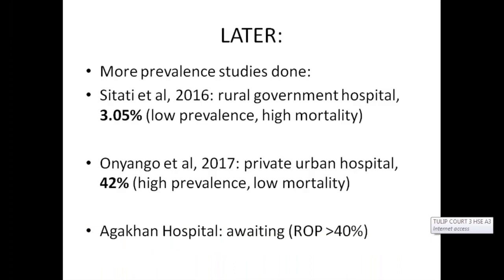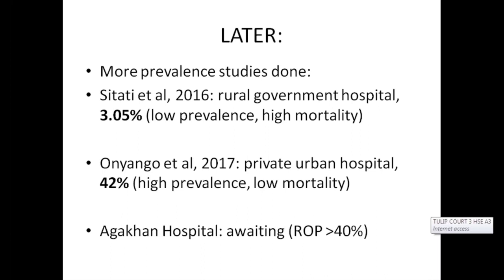So later on, over the past 5 years, as we as ophthalmologists started to take a keener interest in RoP, we had more studies done. The first one I'm going to talk about, this is my study completed in 2016 in a rural government hospital in Kenya, which showed a very low prevalence of RoP, 3%. And this study was basically and high mortality rate of preterms.